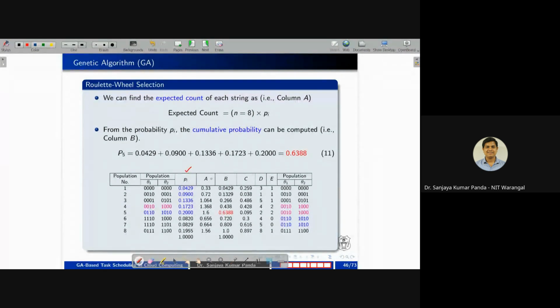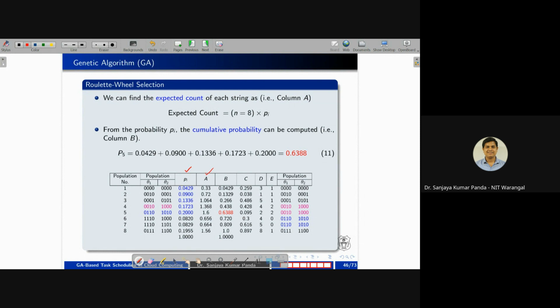Now if you come to column A, it is called the expected count. The expected count is calculated based upon the probability multiplied by the number of populations. The number of populations we have taken here is 8. So 8 multiplied by probability. For example, in this case 0.0429 multiplied by 8, you will get the value 0.33.